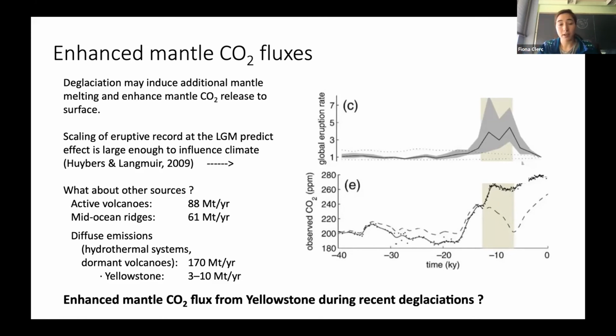However, these estimates come from eruptive records, and they're potentially missing contributions from areas which are currently inaccessible, such as under ice. They could also be missing contributions from diffuse emissions like hydrothermal systems or dormant volcanoes, which make up roughly half of the modern global volcanic flux. In particular, Yellowstone hasn't erupted for 70,000 years, but still currently contributes a globally significant mass of CO2. And so this raises the question of whether the mantle CO2 flux from Yellowstone was magnified due to enhanced melting during recent deglaciations.